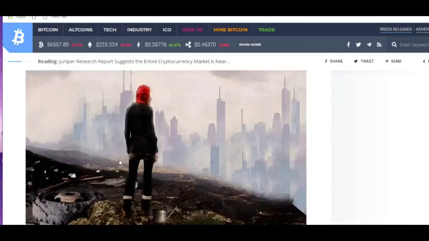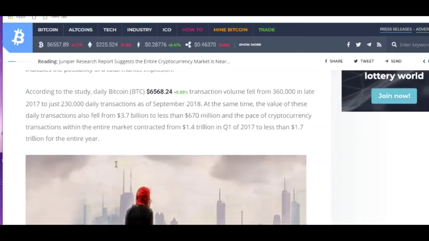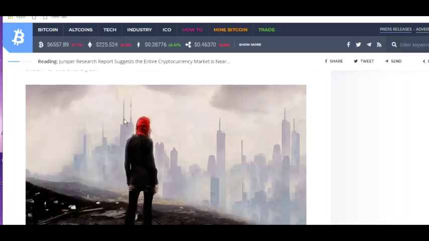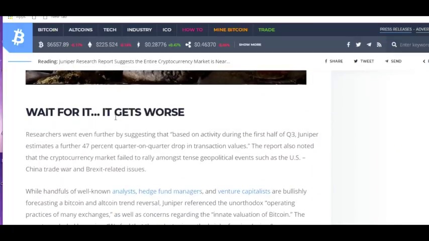And those are definitely massive reductions as far as transactions go on a daily basis, but I think a lot of it might have to do with people buying and then holding these coins, waiting for the price to increase. So wait for it, it gets worse. Researchers went even further by suggesting that based on activity during the first half of Q3, Juniper estimates a further 47% quarter-on-quarter drop in transaction values.